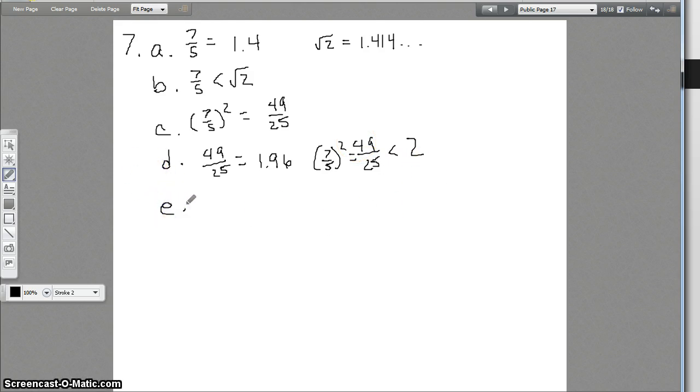Okay, so part E. Change 17/12 to decimal form. So 17/12. Punch that into a calculator and you will get 1.416 repeating. Okay, part F says, is 17/12 smaller or larger than square root 2? Well, 1.416 repeating is bigger than 1.414. So that means that 17/12 is greater than square root 2.